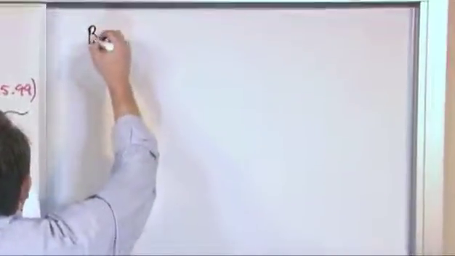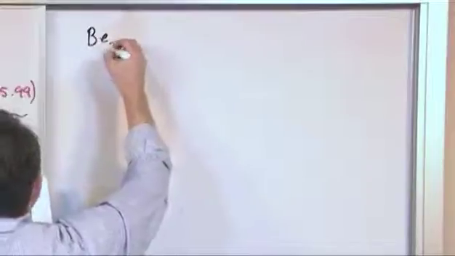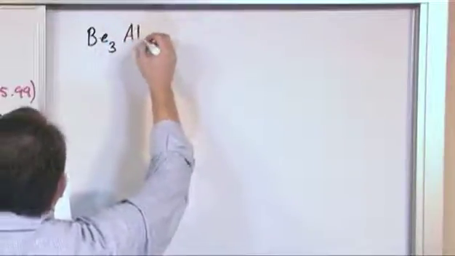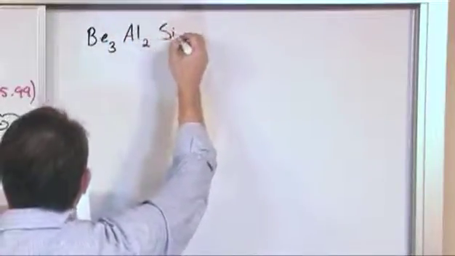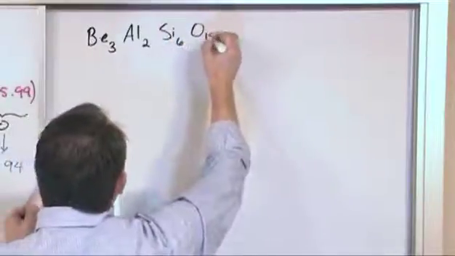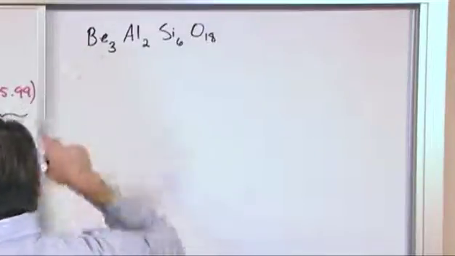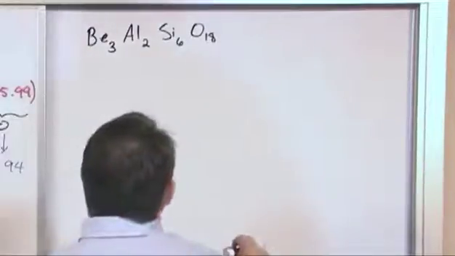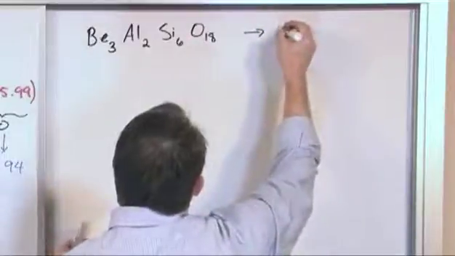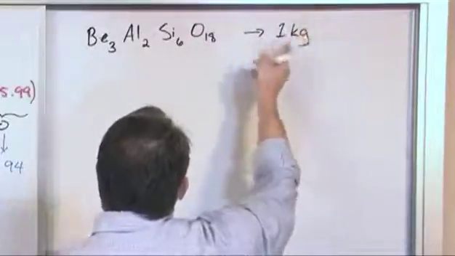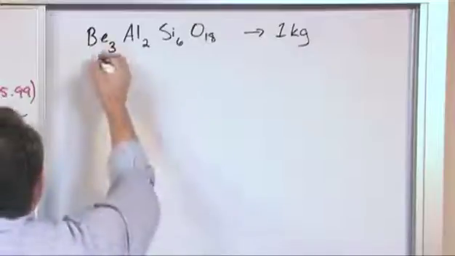So it's going to be beryllium 3, aluminum 2, silicon 6, oxygen 18. And what I want to know is what is the maximum mass of beryllium that is possibly obtainable from 1 kilogram of this stuff. So how much beryllium can I get out?